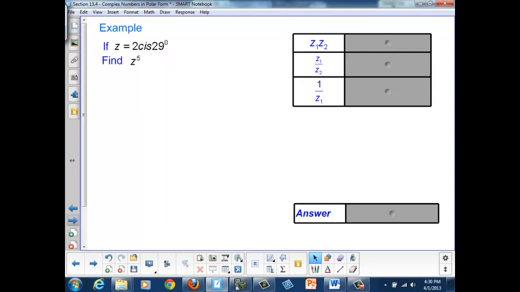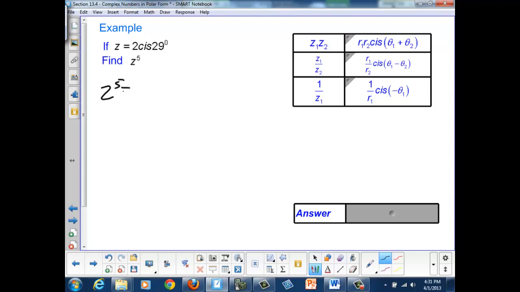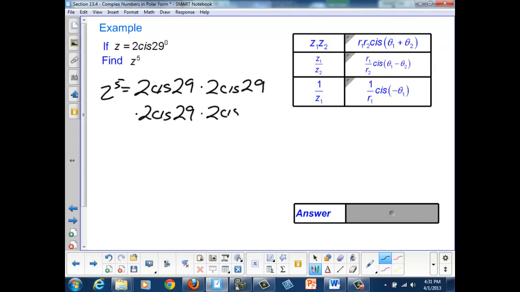Let's see if we can extend these ideas. First, let's look at our formulas here. If I want to find z to the 5th power of 2 cis 29, well, I can think of that as an extended multiplication problem. So z to the 5th would be 2 cis 29 times 2 cis 29 times 2 cis 29 times 2 cis 29 times 2 cis 29.